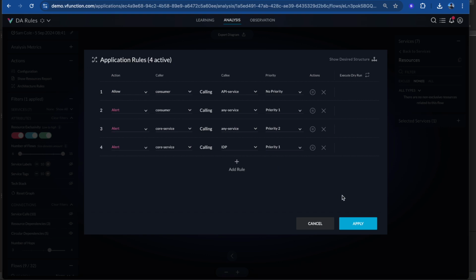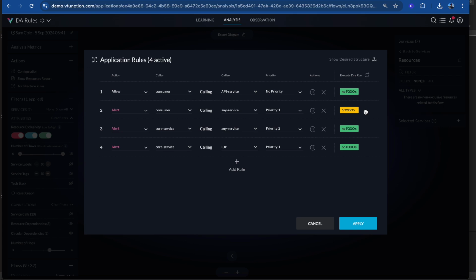We have different types of rules, so calling services, accessing resources, and so forth. I can actually run and execute a dry run where the system validates these rules versus the current architecture to check whether they are indeed valid. And we see that rules number 1, 3, and 4 are indeed green, so there's no violation there, whereas for rule number 2, the consumer calling any service, there are 5 to-dos, meaning the system actually tells me what I need to fix in order to adhere to this rule and not violate it.